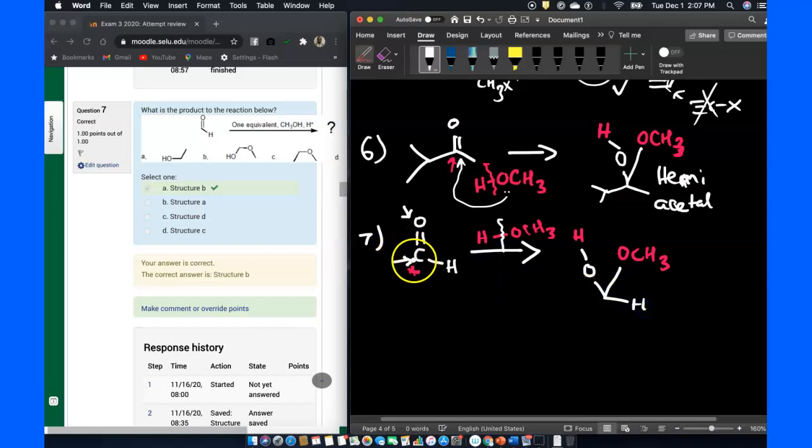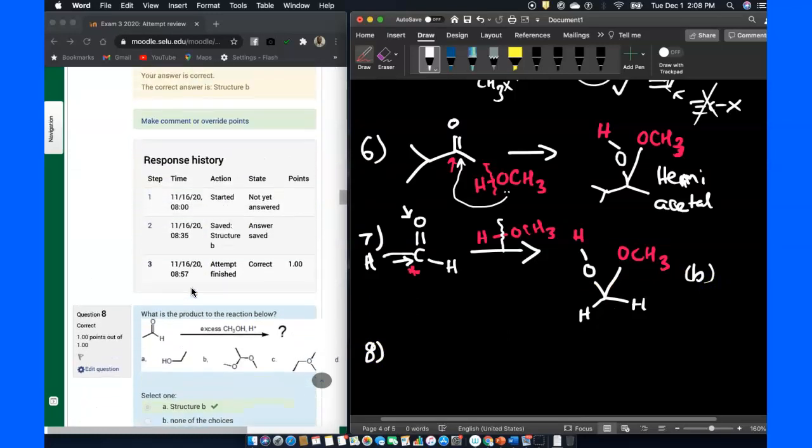Of course, there's a hydrogen here too. It's just not drawn in the question, but it's implied. So this would have been our product, and that basically happens to be the structure B. The two hydrogens are right there. Okay, so the answer is B for question 7.